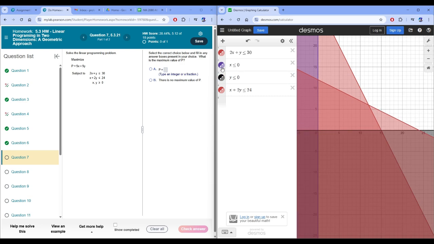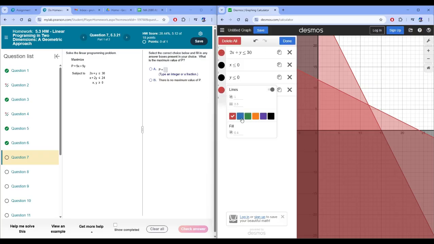Can I make this one? How do I change the color? Settings. Black. Yeah. So now when I look at this, I'm gonna change this one to be settings. Boom. Let's go blue.